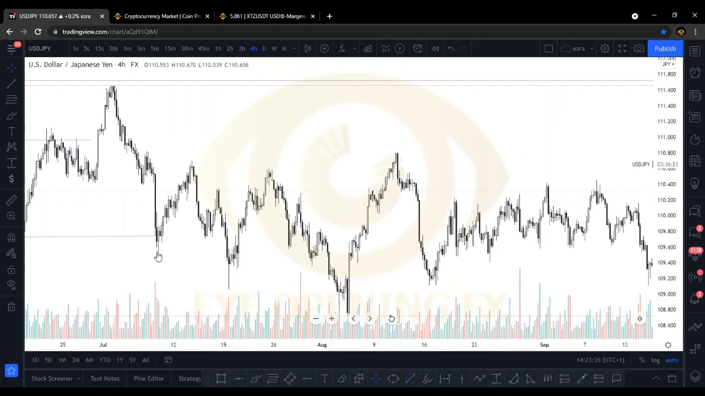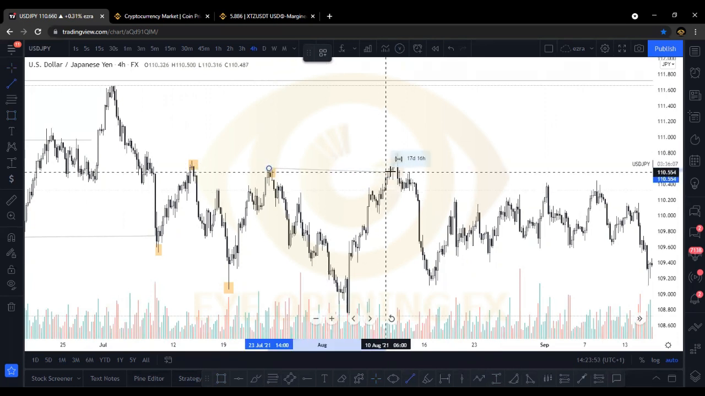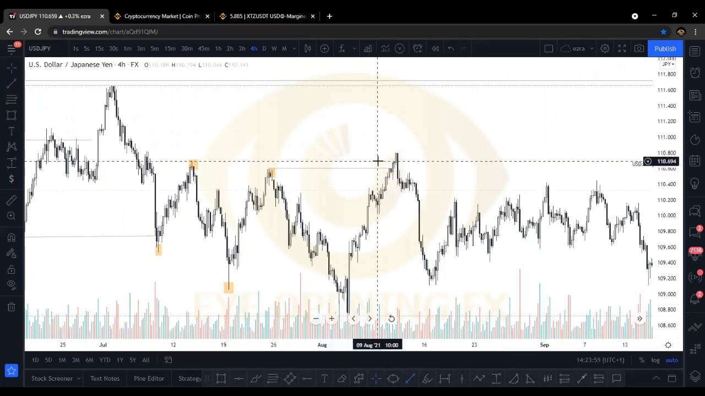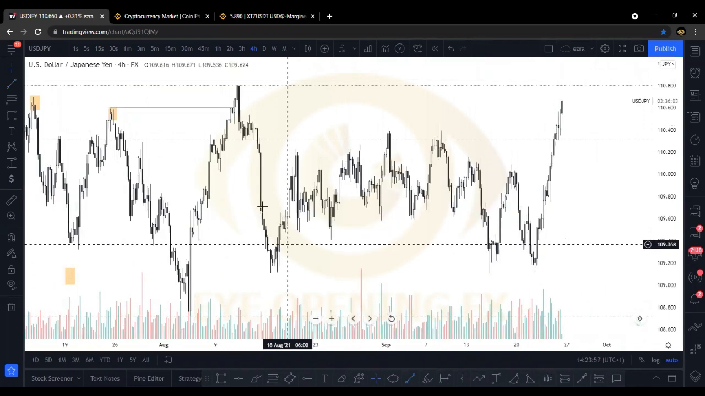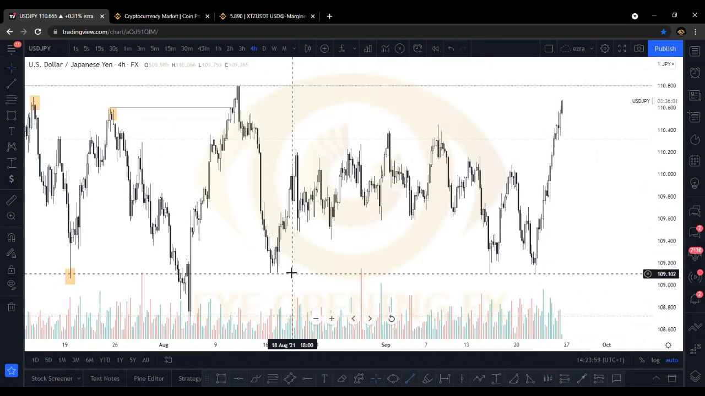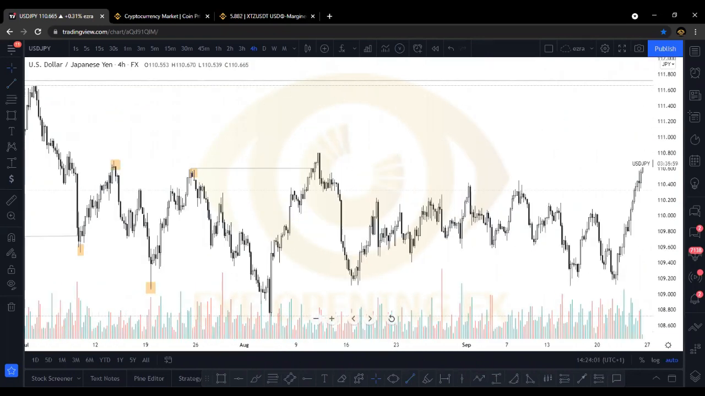Since we have gotten a break of structure, because this was the last low, a lower low, a lower high, a lower low, a lower high. Since this is a structural range, you have a break of structure. Market broke this high. Since you have this break of structure to the upside, you are expecting market now to give us a corrective wave to the downside.